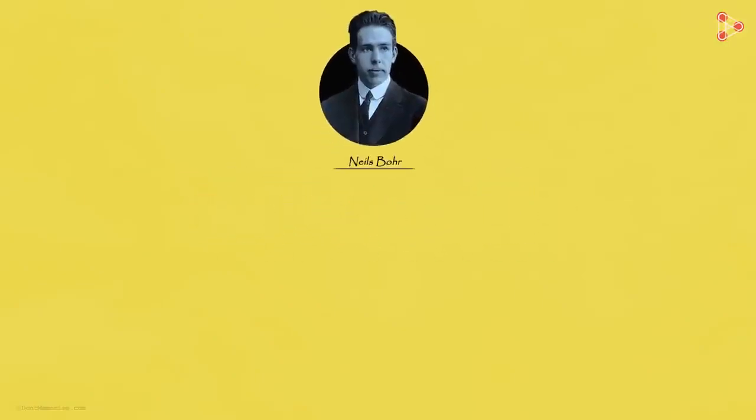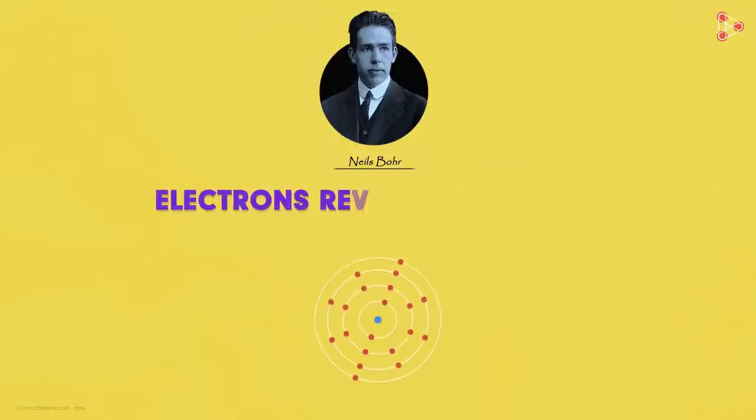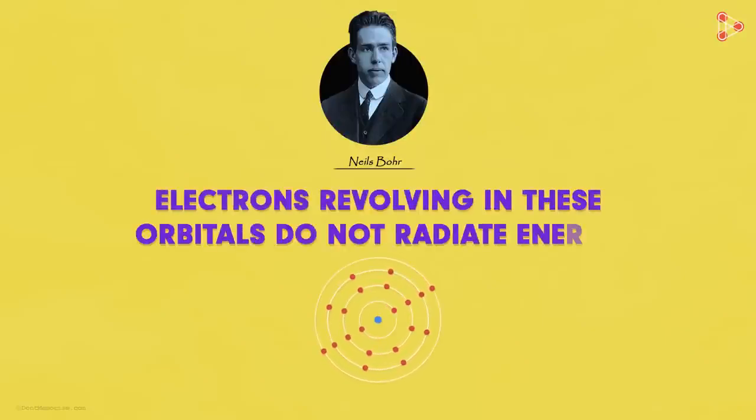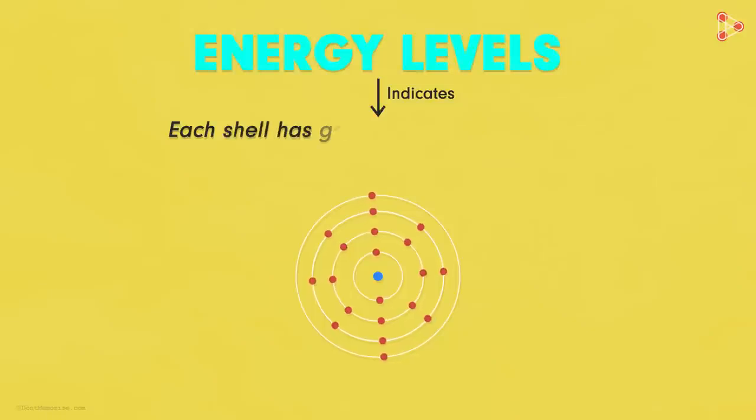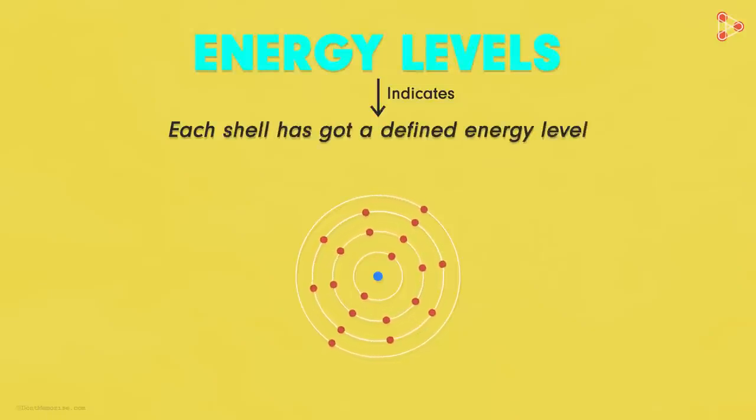Now, the name energy levels gets us to an important concept. Niels Bohr suggested that the electrons revolving in these orbitals do not radiate energy. Now, this is justified when we use the term energy levels, because it indicates that each shell has got a defined energy level. That means when the electrons revolve in these shells, they do not liberate any form of energy.